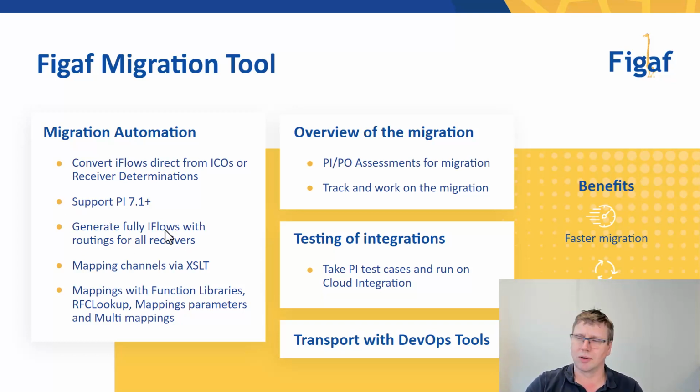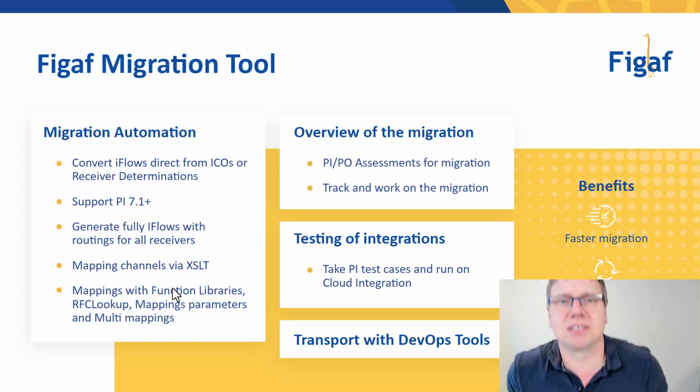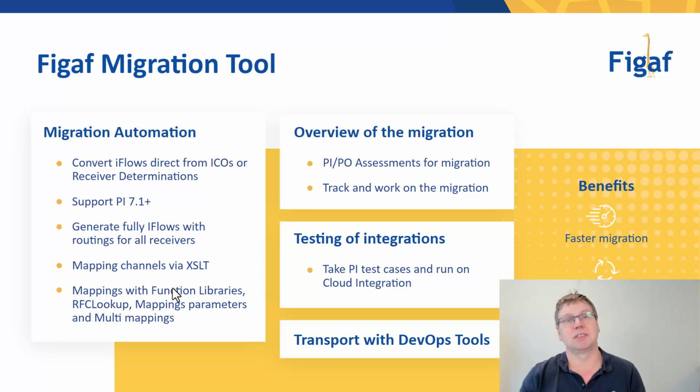We can also have all the routing taking place. We have mappings done, so you can convert your channels to iFlow channels, and you can create your custom logic for this. If you have some specific adapters and you want to deal with them in a specific way, you can apply this. And then it supports mappings with function libraries, FC lookups, mapping parameters, multi-mapping, and a lot of other challenges that you'll run into when doing migrations. All of this is just a click away.